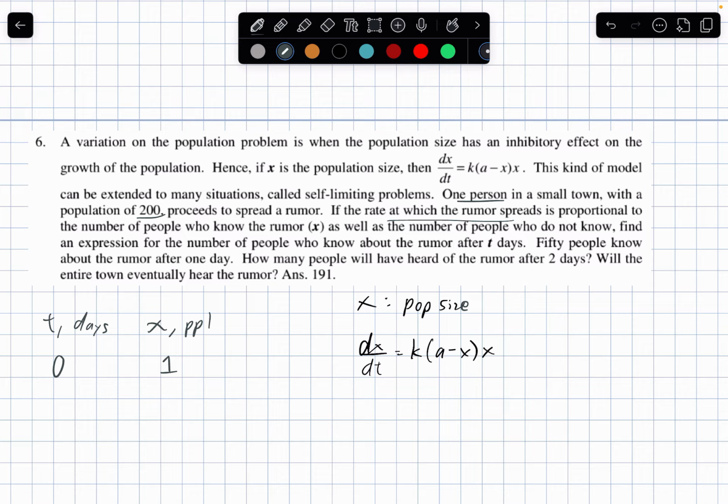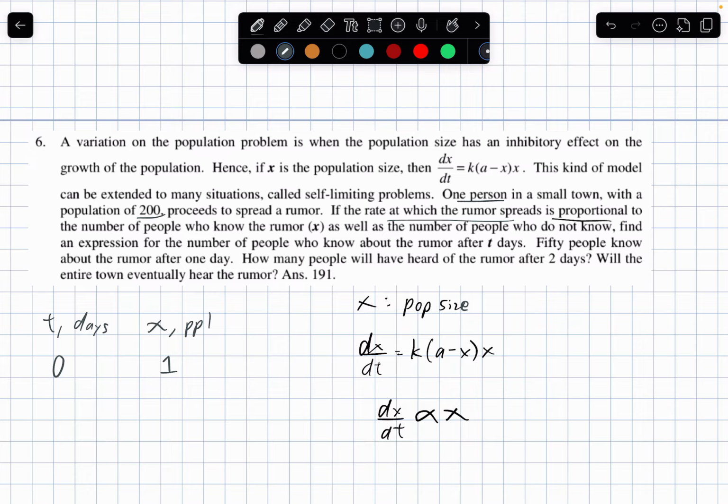Population 200. It says here, the rate at which a rumor spreads is proportional to the number of people who know the rumor. So that's going to be x. This is a growth problem, so we're going to expect that the equation has positive k, no?